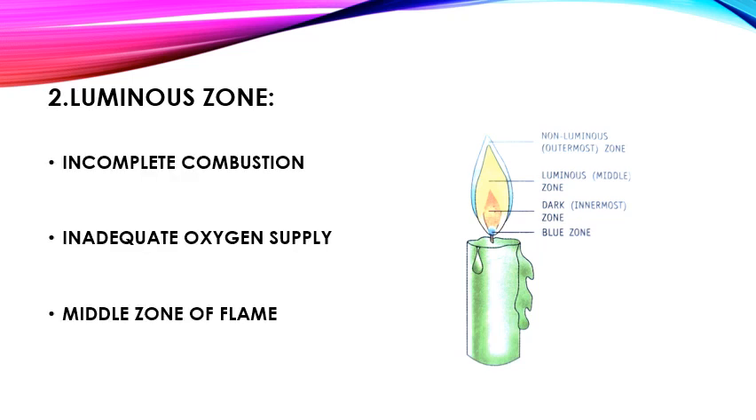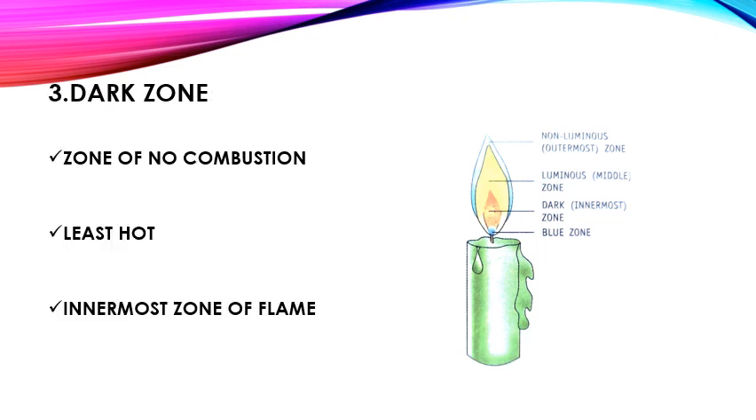Second one is luminous zone, or the zone of incomplete combustion. It is moderately hot. The wax vapors do not burn completely as the supply of oxygen is inadequate. It leaves a black soot or other residues on an object placed here. The carbon particles glow emitting a yellow light. It is the middle zone of the flame.